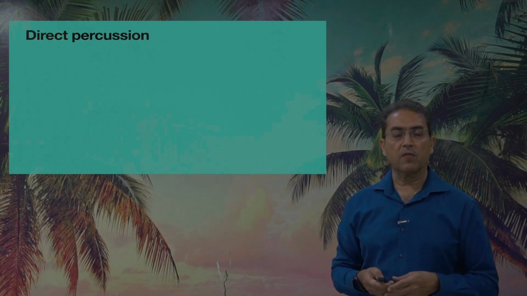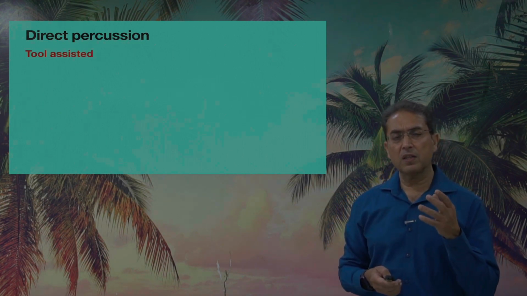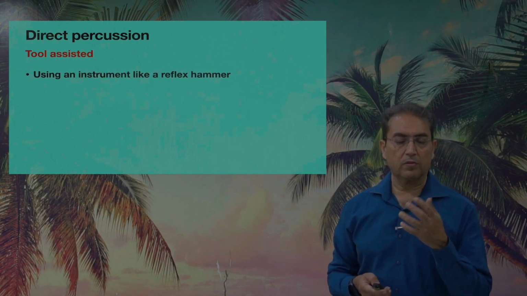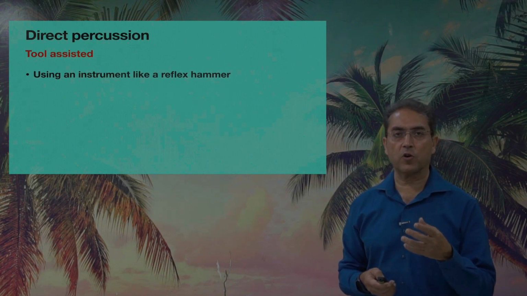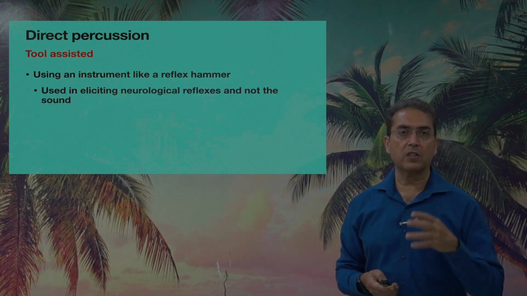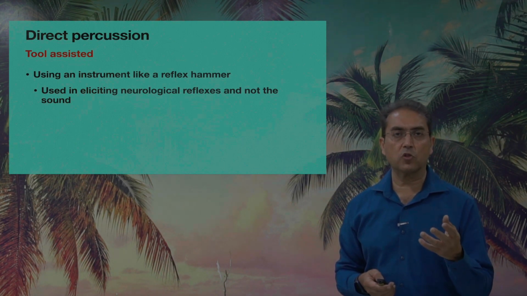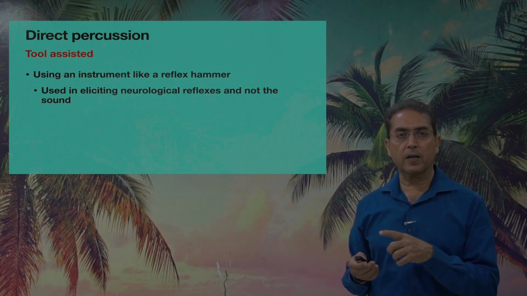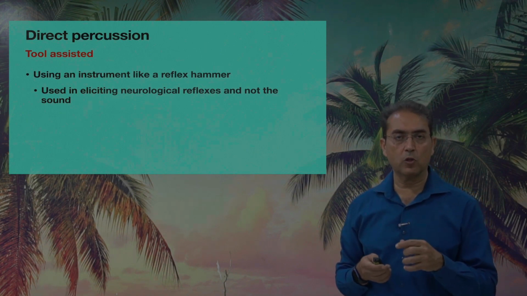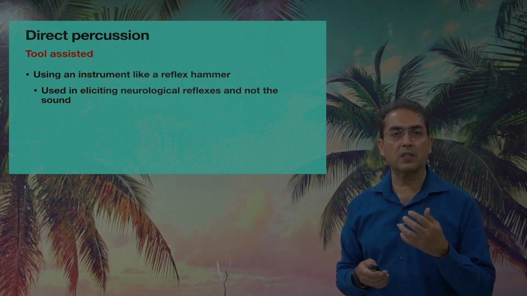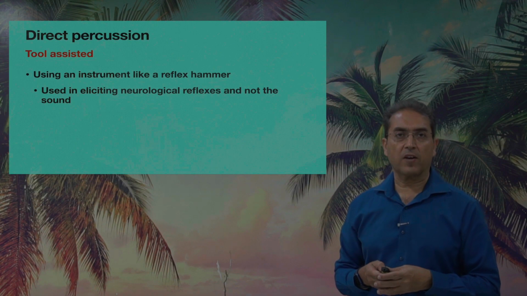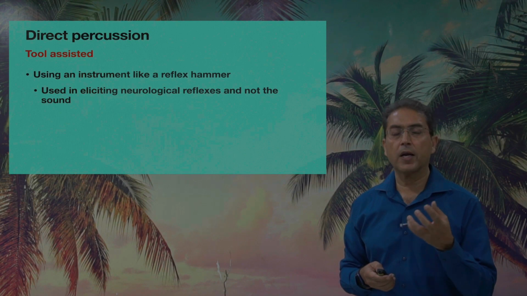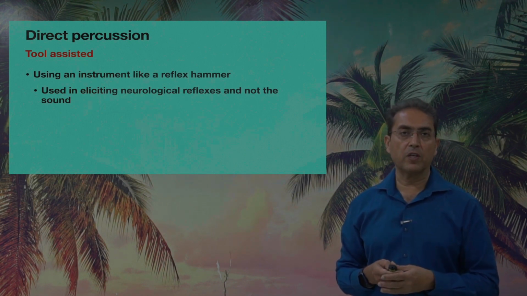And then direct percussion can be done with tools. Now this percussion with tool is generally not used for eliciting sound. For example, we use a reflex hammer for tapping, and from this reflex hammer we see what are the deep tendon reflexes like. So this is not basically to elicit sounds. To elicit sounds we use either the indirect method or the direct method without tools. With tools we actually do not elicit sound, we just see what is the reflex like. So it is done in the neurological examination and not in the examination of the chest or abdomen. So this is briefly about percussion.